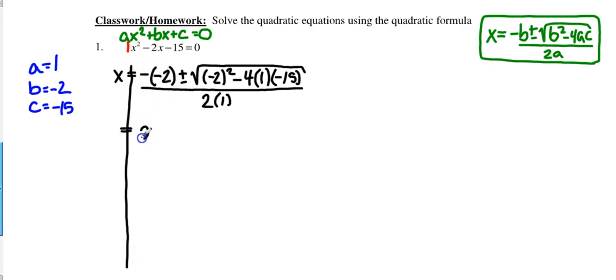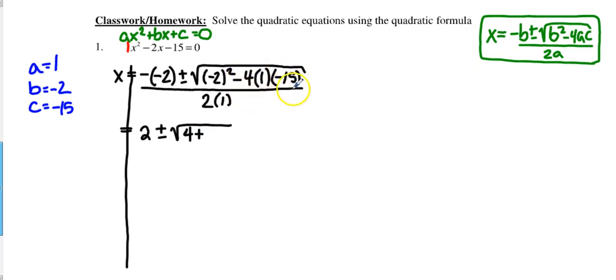Negative negative 2 is a positive 2, plus or minus. Let's see. Negative 2 squared is 4, and then 4 times 15. Now notice, I didn't say anything about signs, and the reason I didn't say the signs is because I actually looked at the signs first in my brain. So in my brain I said negative times a positive is negative, negative times a negative is a positive. So I decided on my sign first, and then now I can just look at the numbers.